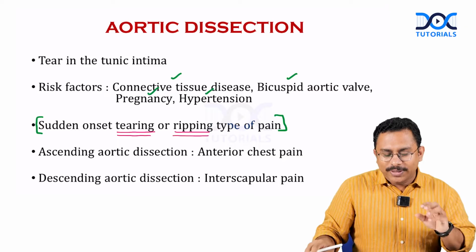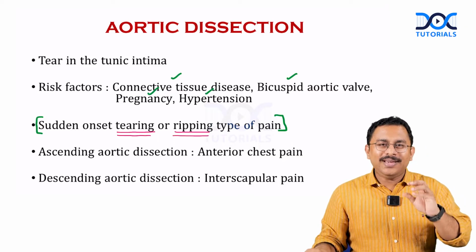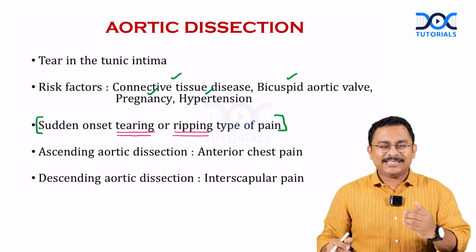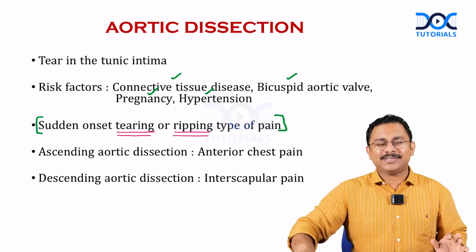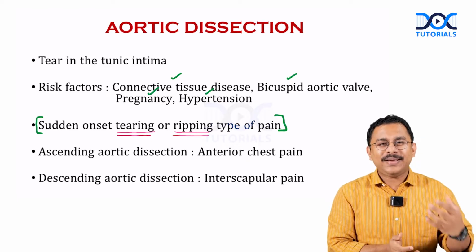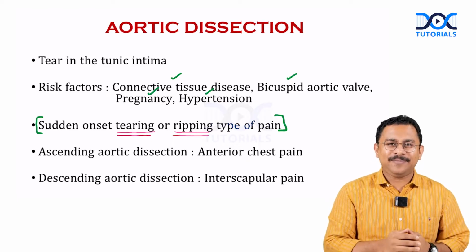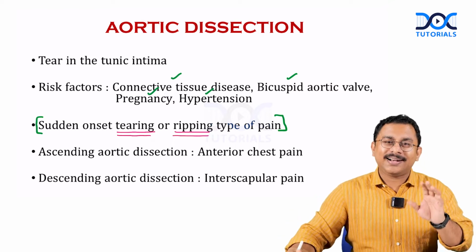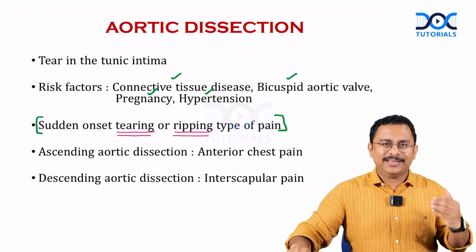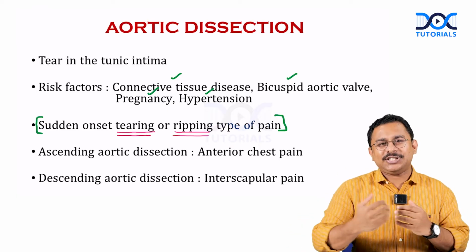Another point I want to tell you is a very unique point that can help you differentiate an aortic dissection pain from a myocardial infarction pain. In case of myocardial infarction, when the patient develops an anginal chest pain, it is usually a crescendo type of pain. So the patient starts to develop a chest pain and then it actually increases in a short span.